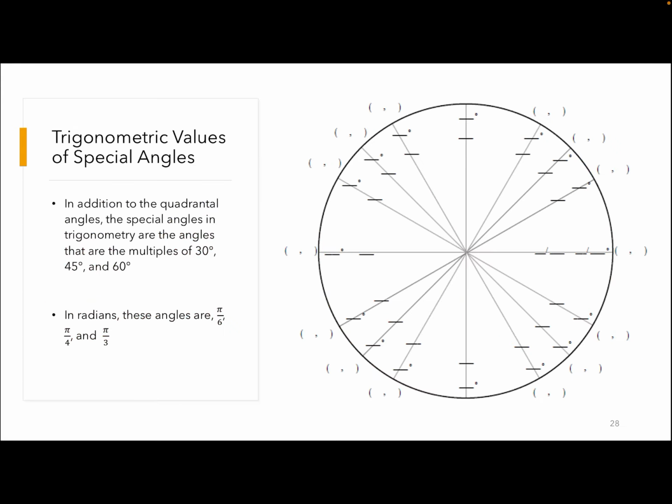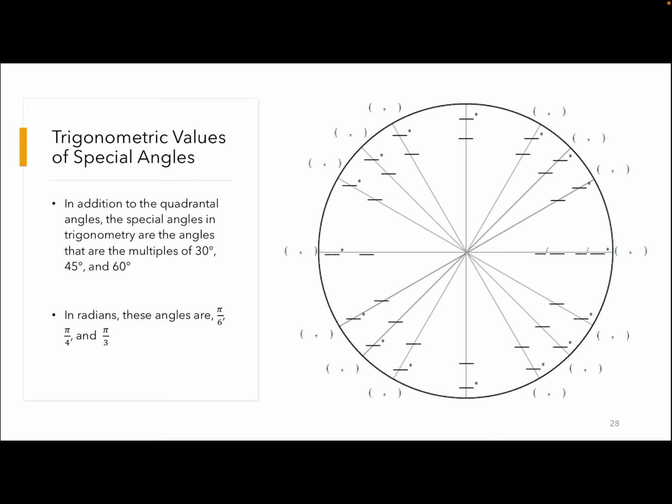All right, so now the special trig angles are the angles that are multiples of 30, 45, and 60. Respectively, in radians, those angles are pi over 6, pi over 4, and pi over 3. So all of the angles that are multiples of pi over 6, they're going to have the same trig value, except the sign might be positive or negative. So first, let's go through and do all of the 30-degree angles.